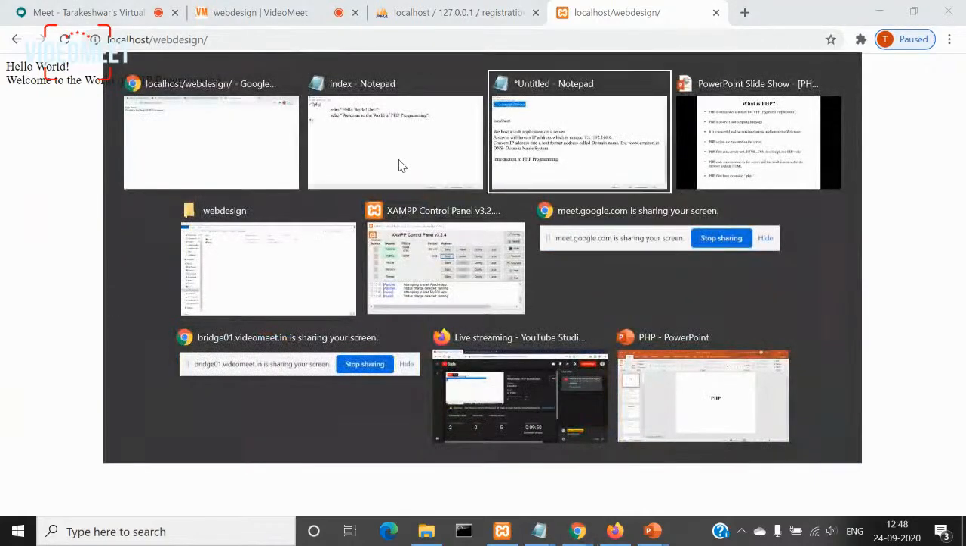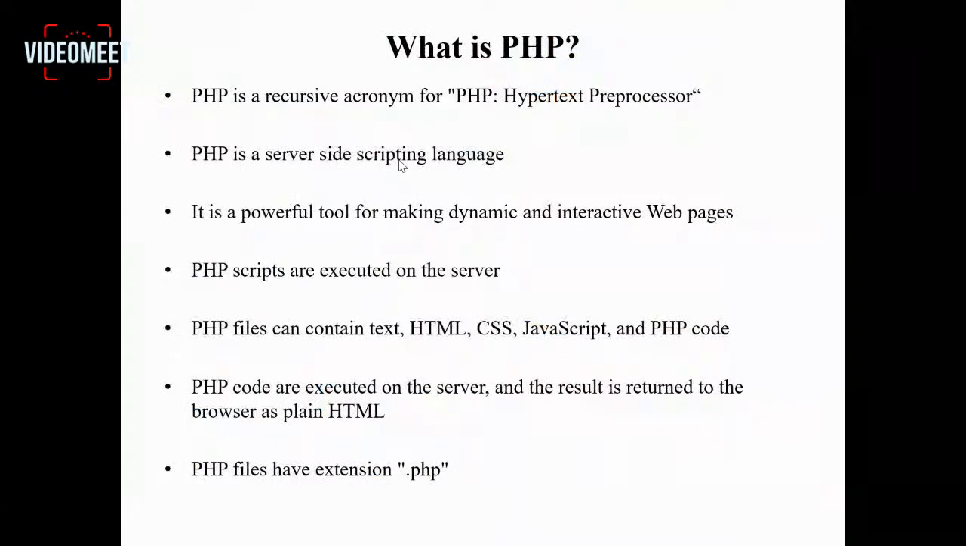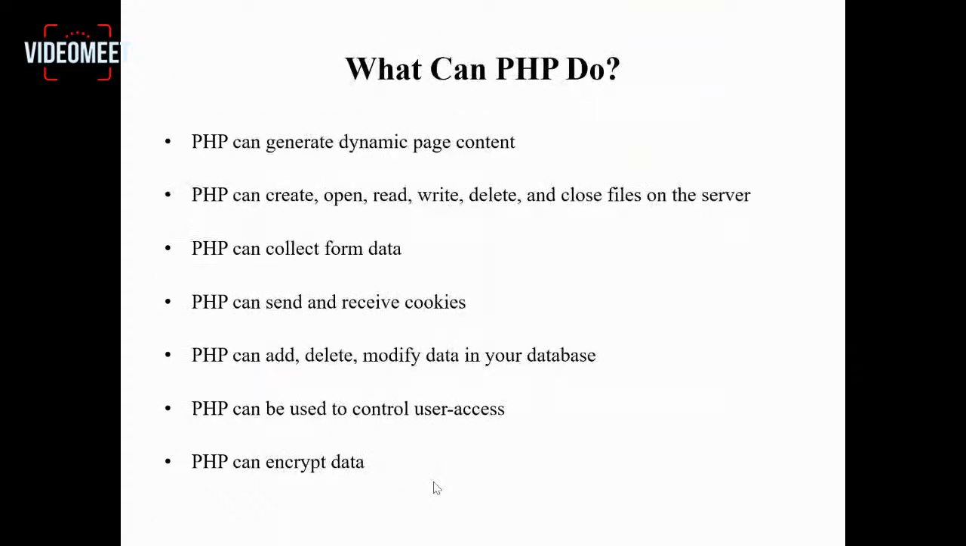So this is about PHP. PHP code is executed on the server and the result is returned to the browser as plain HTML. How to save the PHP files with an extension .php. Then what can PHP do? It can generate dynamic page content. Dynamic means what? As and when the user performs some action on the page, it will respond with some reaction. So such pages are called dynamic pages.